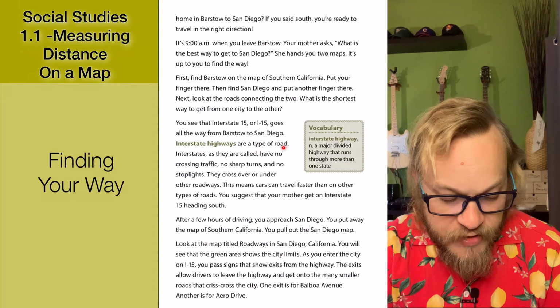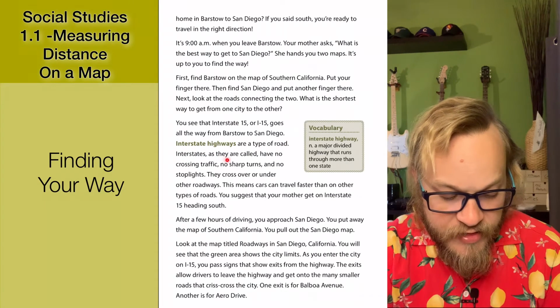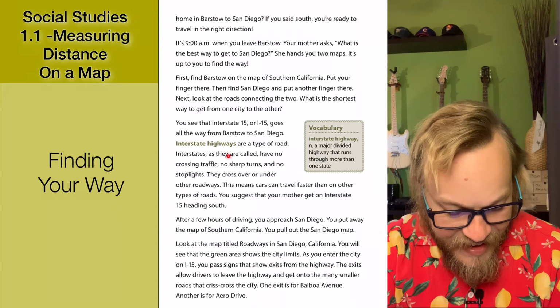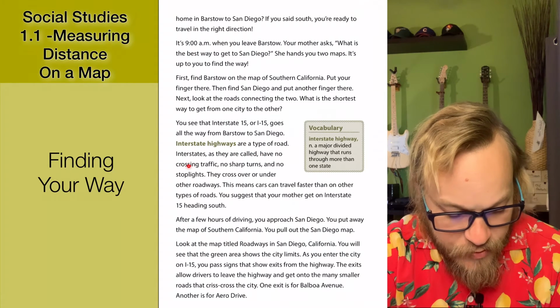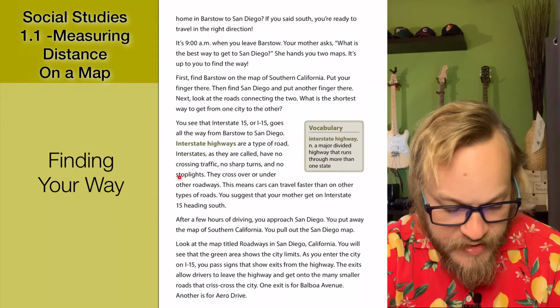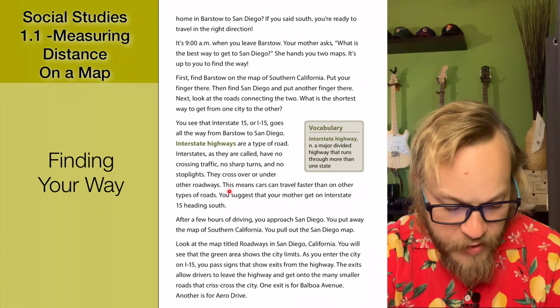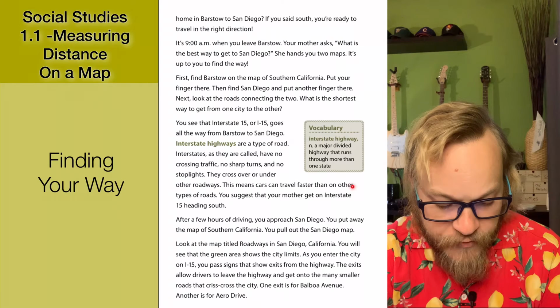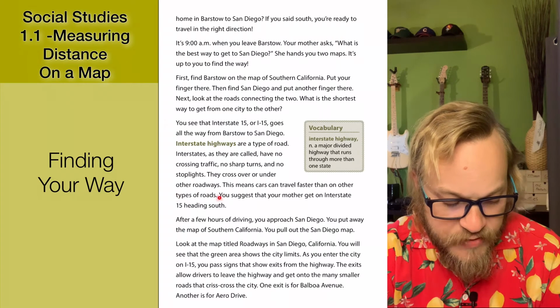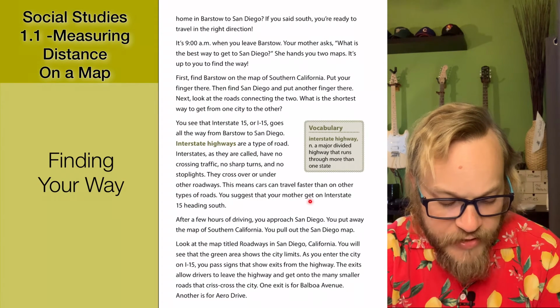Interstate highways are a type of road. Interstates are called that because they have no crossing traffic, no sharp turns, and no stoplights. They cross over or under other roadways. This means cars can travel faster than on other types of roads. You suggest to your mother to get onto Interstate 15 heading south.